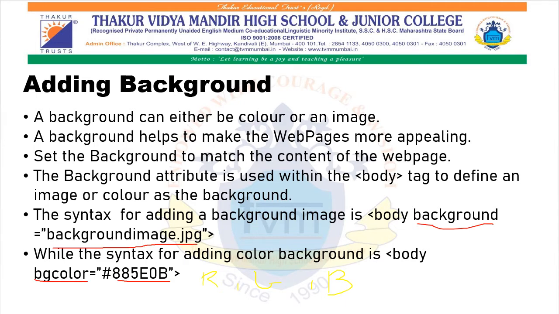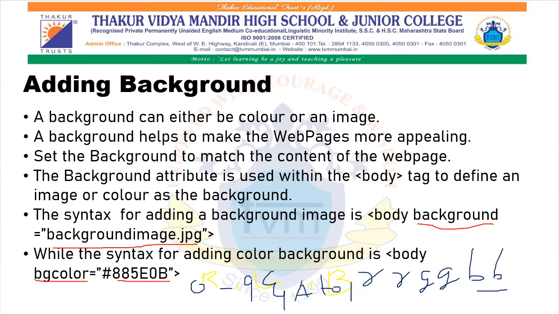Now 88 means the strength of red color, 5e means the strength of green color, and 0b defines the strength of blue color. The color is formed with the combination of 0 to 9 and A to F. The color here is defined in 6 digits.